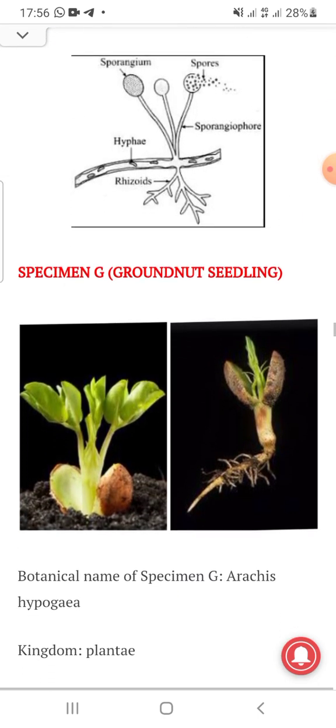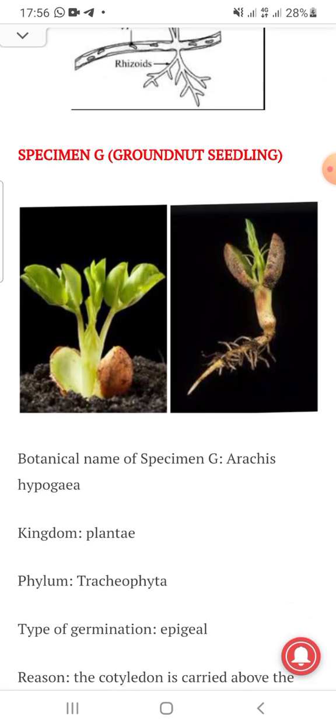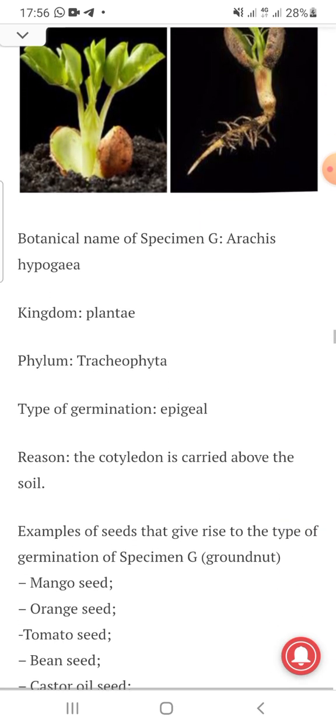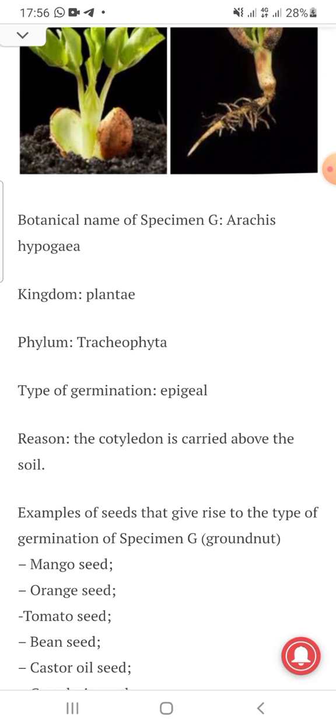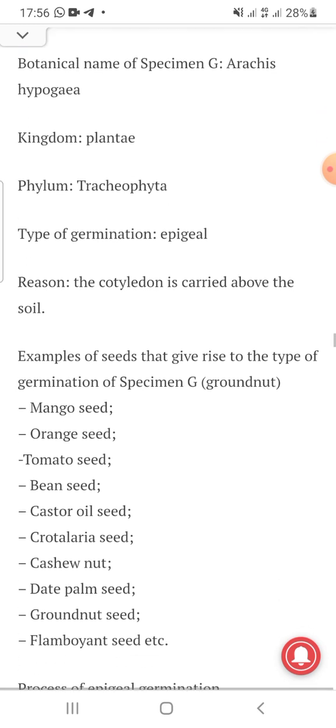Let's look at specimen G, groundnut seedling. This is the diagram of specimen G. Botanical name of specimen G, Arachis hypogaea. Kingdom, Plantae. Phylum, Tracheophyta. Type of germination, epigeal. Reason, the cotyledon is carried above the soil.